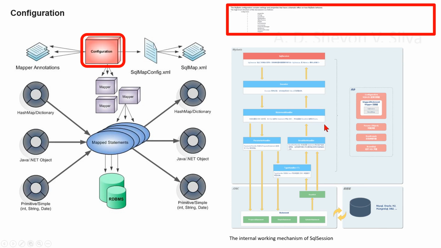Statement handler. The statement handler object is responsible for setting the query parameters in the statement object, processing the result set returned by JDBC, and processing the result sets into a list collection and returning it.